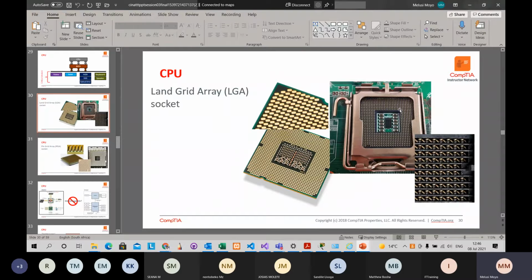And then the socket is the one that has the metals that are protruding out. Then we take the CPU and put it on the CPU socket and then lock that CPU. So that's the difference between the pin grid array and the land grid array. The land grid array is the socket that has the pins that are protruding out. And then the CPU on its own has the metal contacts.